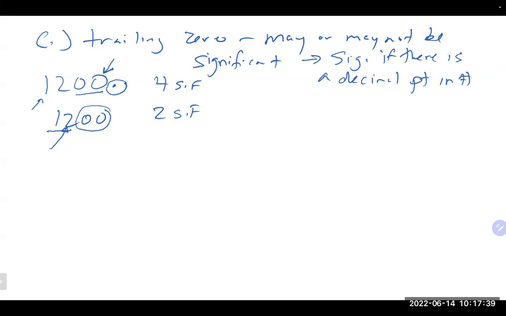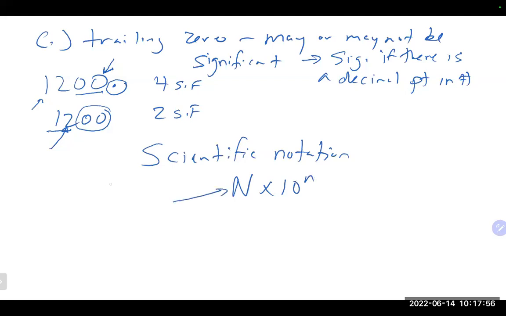By the way, when we write a number in scientific notation, which is n times 10 to the n. By the way, that first n is a number between 1 and 10. This n up here is a positive or negative number, depending on which way you move the decimal point.